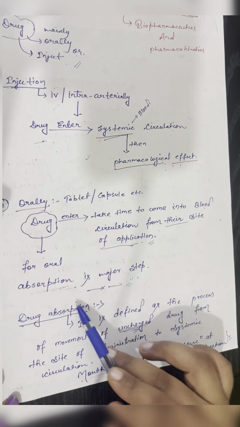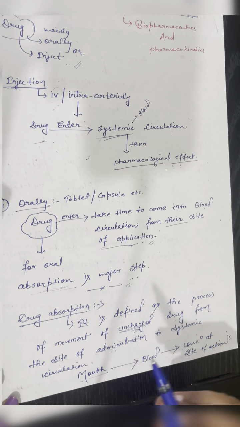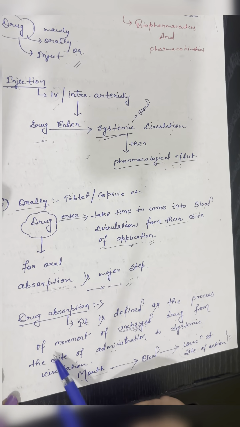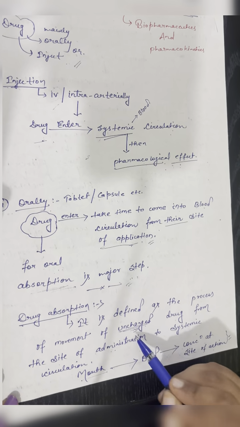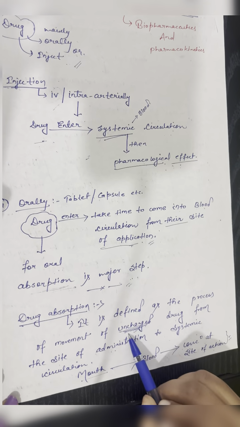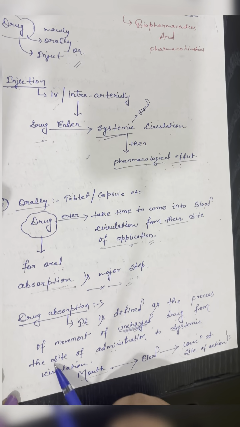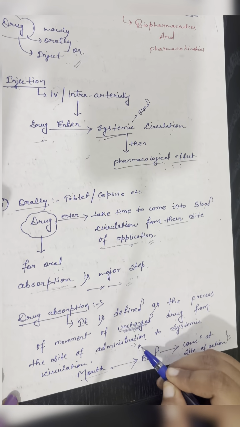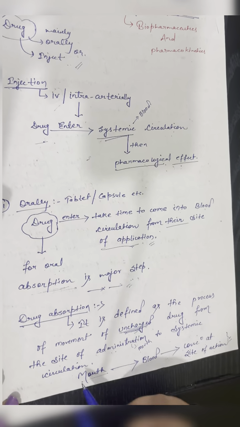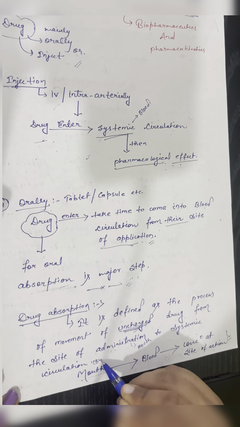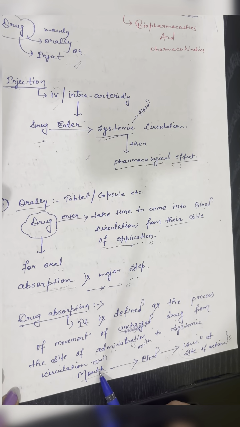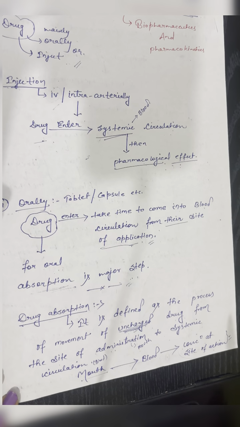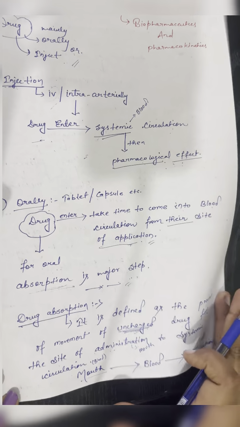Here we talk about our topic, drug absorption. Drug absorption is defined as the process of movement of unchanged drug from the site of administration. Site of administration, what? Mouth. Okay, mouth to systemic circulation. What does that mean? Blood. Simply we can say the process from mouth to blood of unchanged drug we can call absorption.